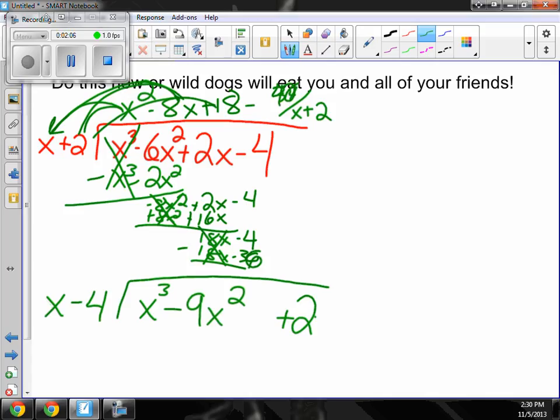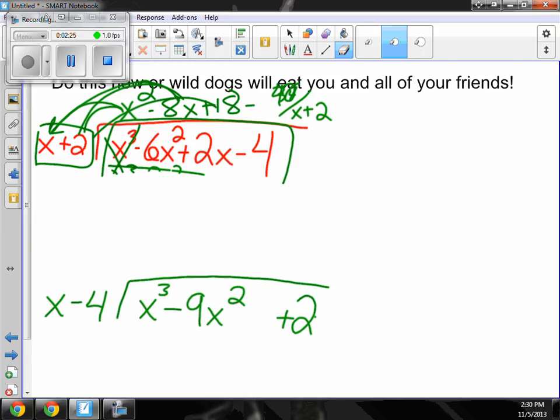So, does this graph cross the x-axis at the root x equals negative 2? No, it doesn't. Okay, that's something that you'll need to know later on.